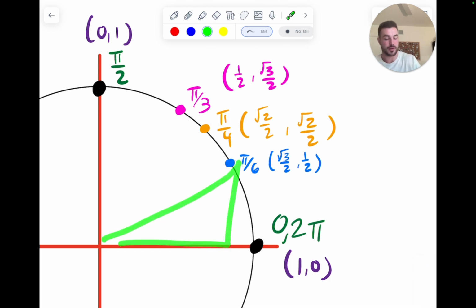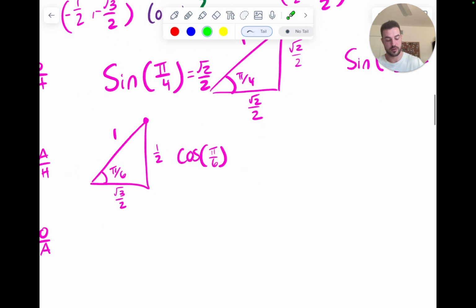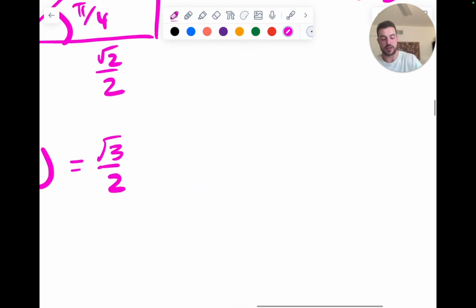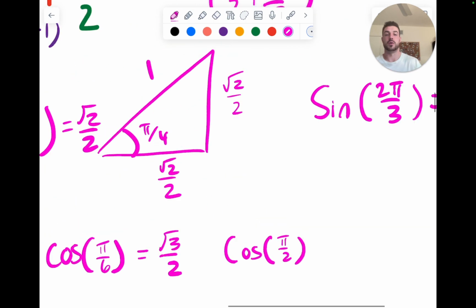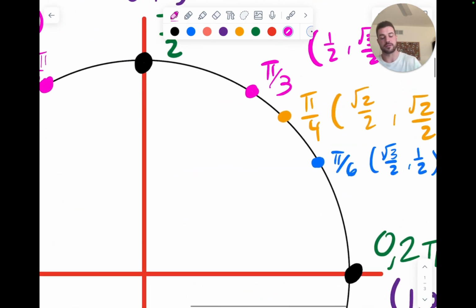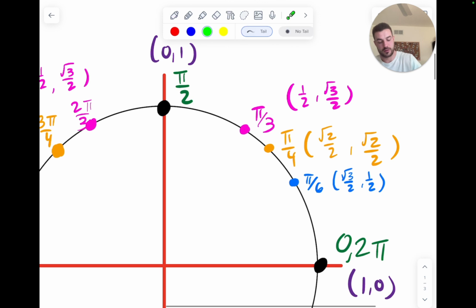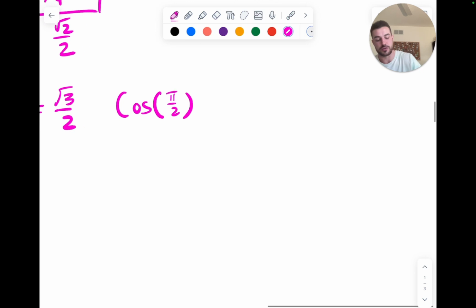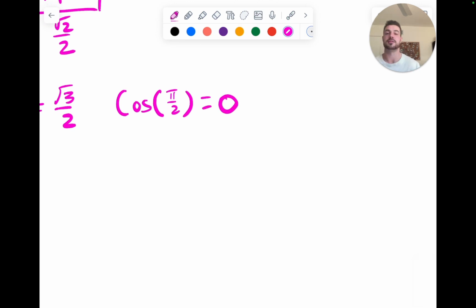This is the one we're talking about, which is root 3 over 2. All right, and now we can continue to do this. We could even do things like cosine of pi over 2. Well, cosine means we're looking for the x value. That is this one right here. That's the angle we're looking at. Well, the x value of that is just 0. So cosine of pi over 2 is 0.